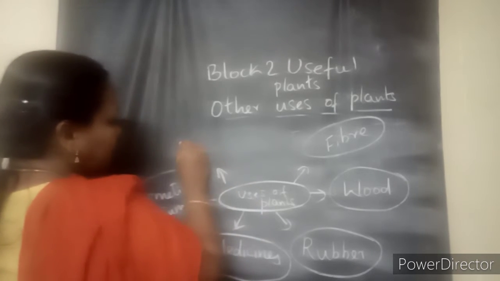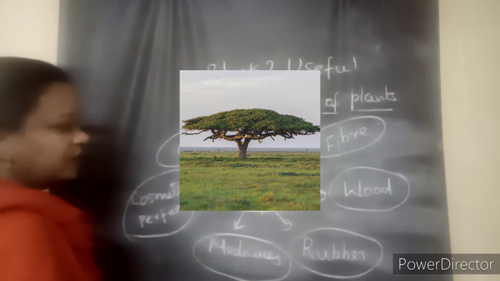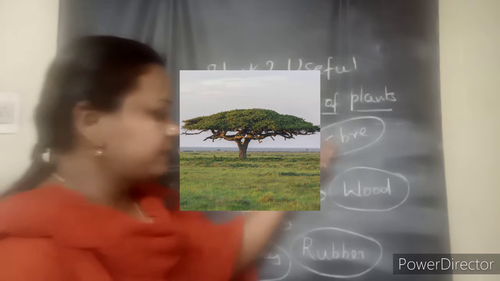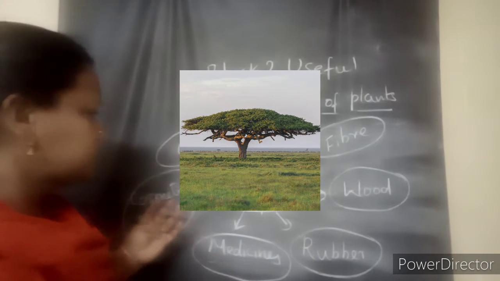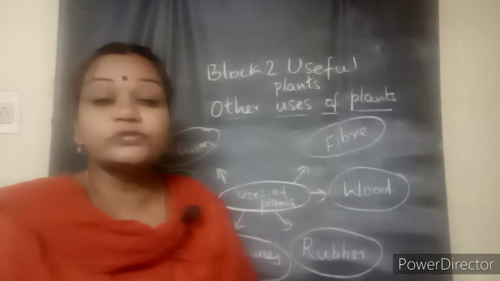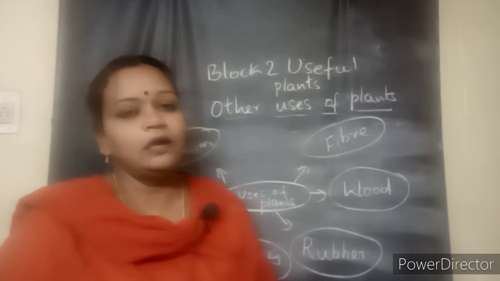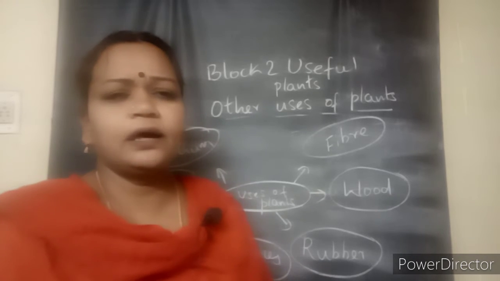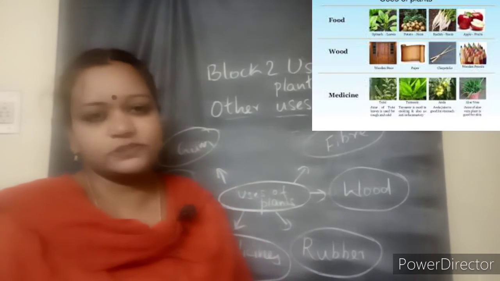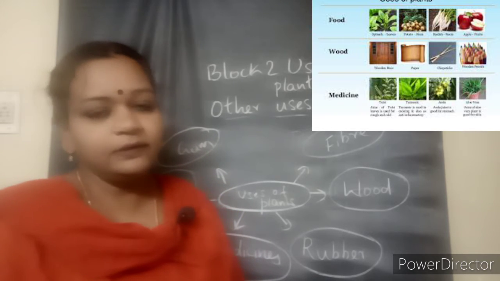Plants give us even gum. Yes, children, from the acacia tree we get the gum. So fiber, wood, rubber, medicines, cosmetics, and also religious functions. We use the leaves of some of the plants to decorate our house. Flowers, we will decorate the home. So like this, there are different types of uses, and plants provide us so many other things.